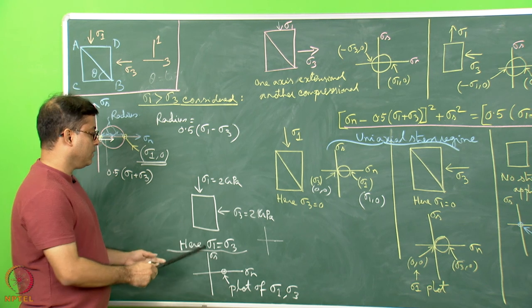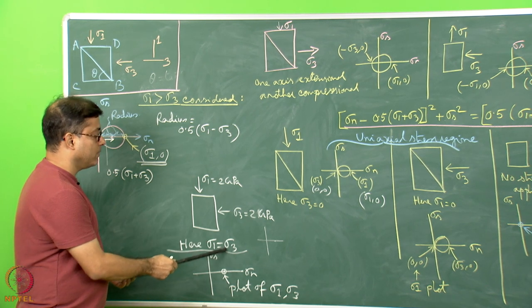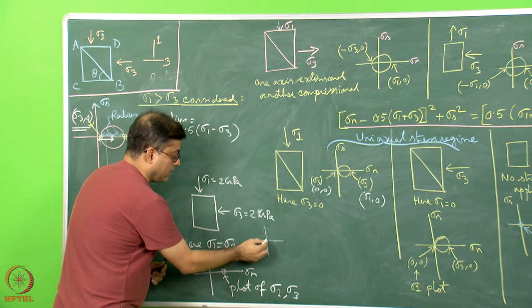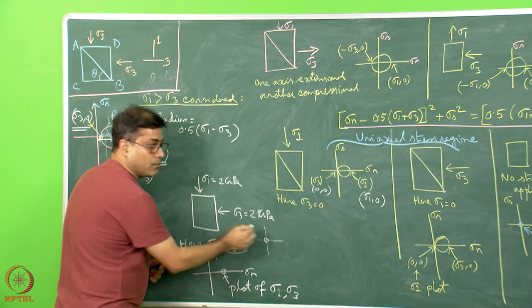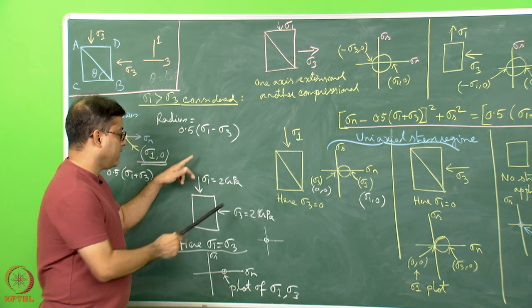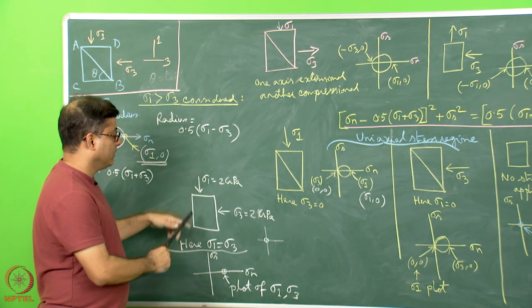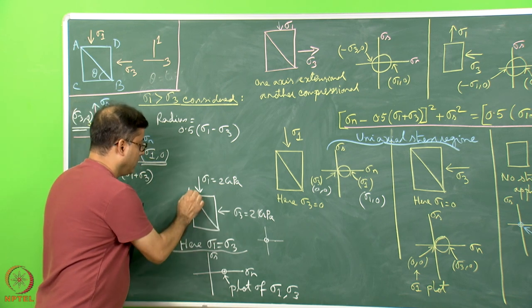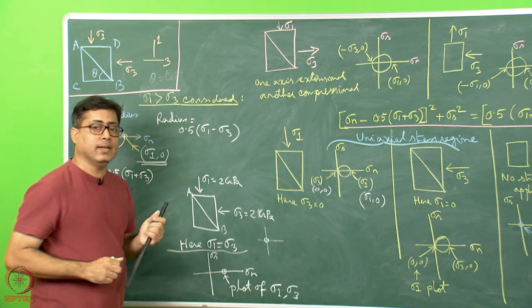Now a special case of it: if I take sigma 1 equal to sigma 3 equal to 0, the point will be plotted here. The origin point 0, 0 indicates no stress acting on this body. Since no stress is acting on this body, on the AB plane no sigma n and no sigma s will be created.